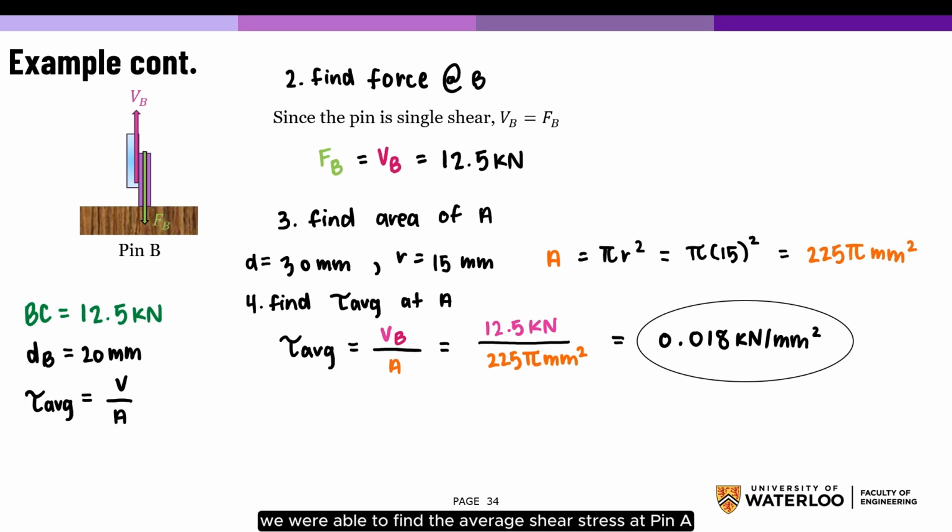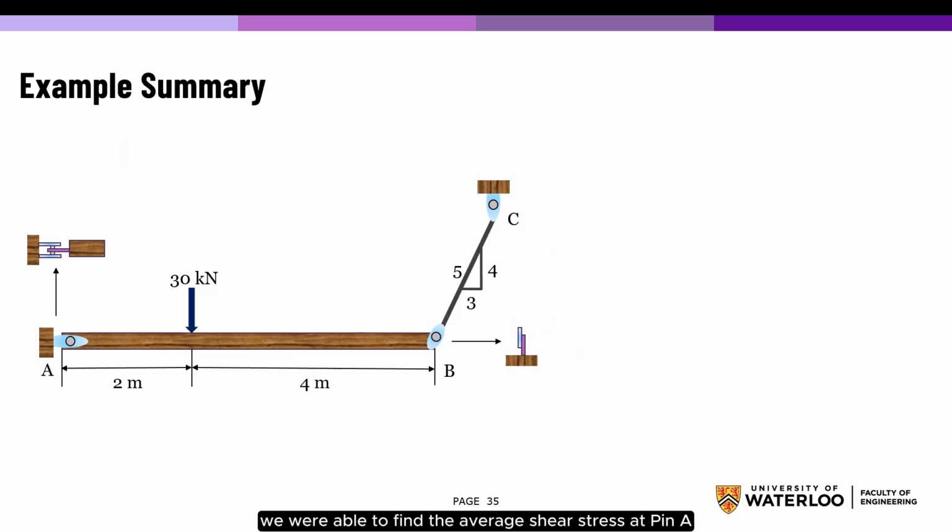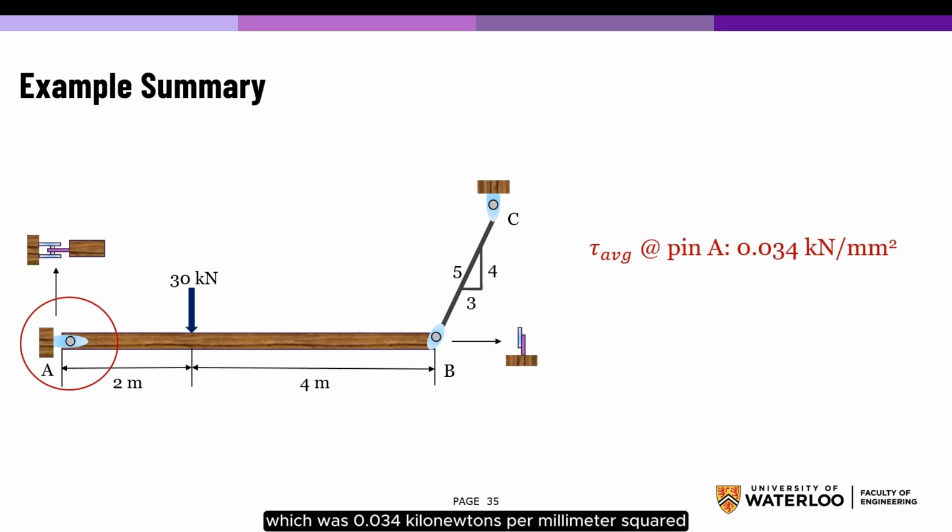Using the formula, we were able to find the average shear stress at pin A, which was 0.034 kilonewtons per millimeter squared, and pin B, which was 0.018 kilonewtons per millimeter squared.